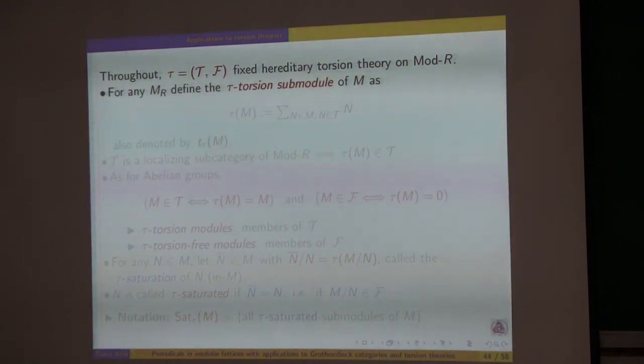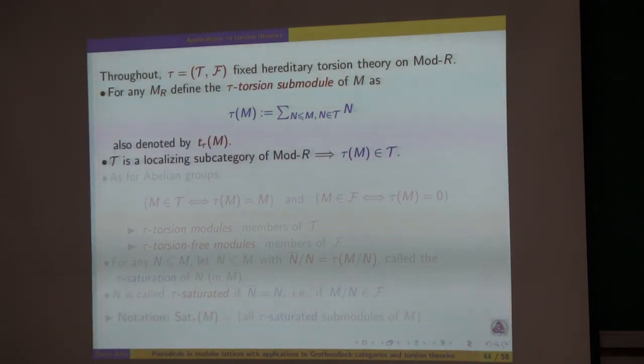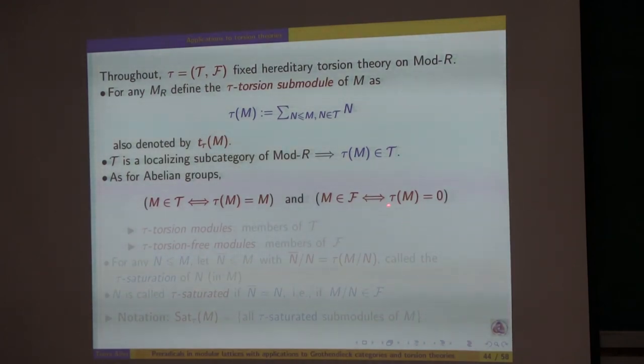For any module M, we define tau of M, the torsion sum, to be the sum of all the submodules which are in T. Also denoted by tau sub T of M. Implied because T is a localizing subcategory, this sum is in T, so it makes sense. As for abelian groups, the module is in T if the torsion sum is equal to M, and torsion-free if the torsion part is zero. The tau torsion modules are the members of T, and tau torsion-free exactly the members of F.